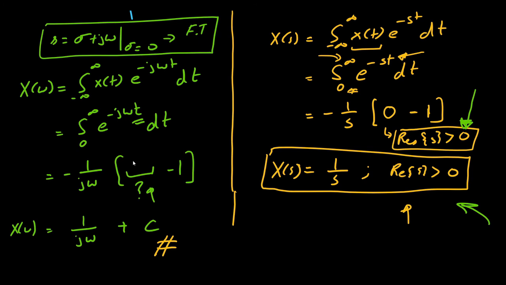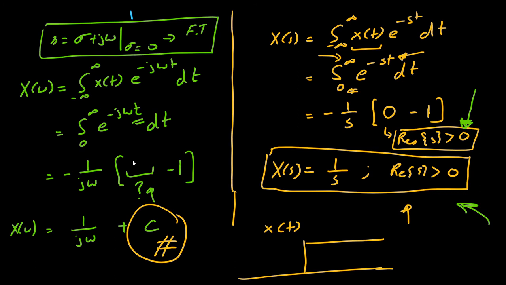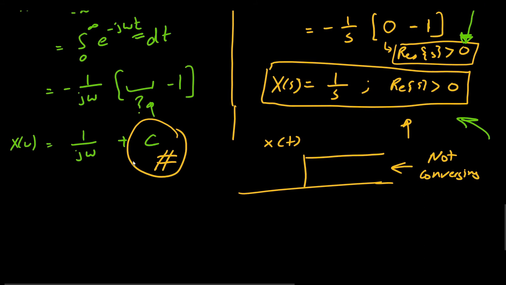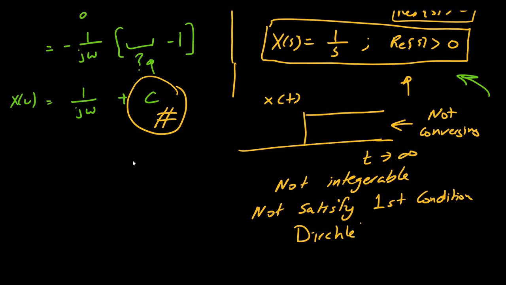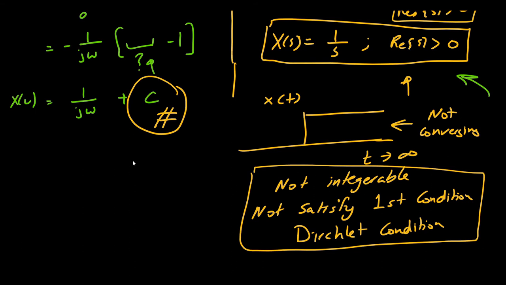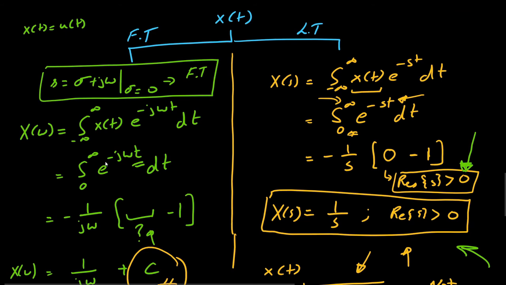So why do we have this? This is because the signal is a unit step function, and this signal is not converging as t tends to infinity. So this is not integrable. Therefore, it does not satisfy the first condition of the Dirichlet conditions. This is a very important classification: if you do not have a converging signal, a signal which is not integrable, then you just cannot set sigma equal to zero and move from the Laplace domain to the Fourier domain.